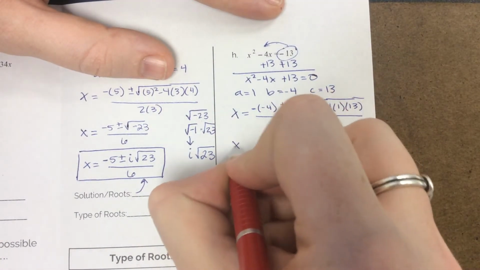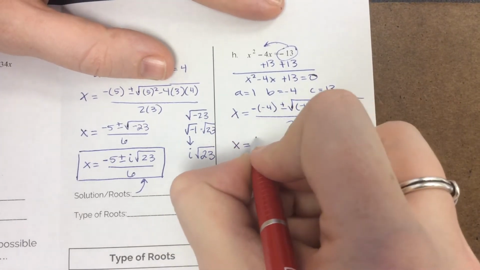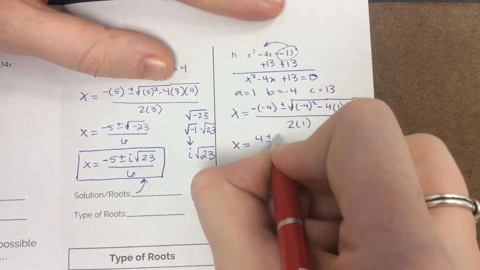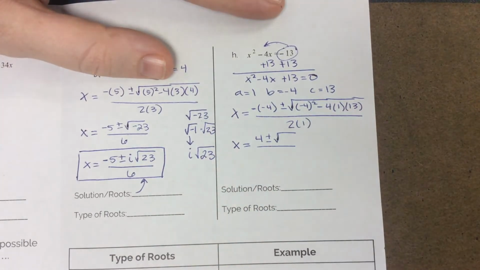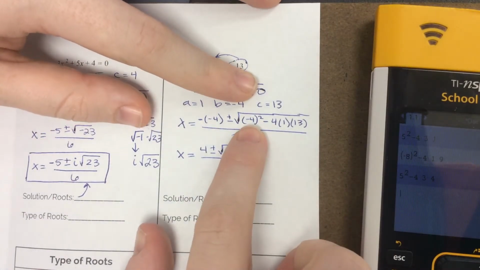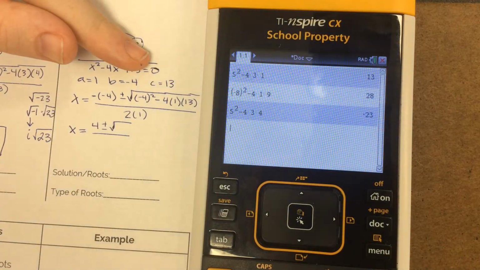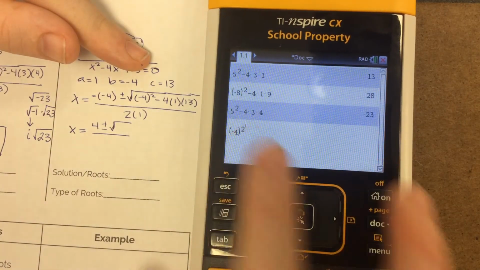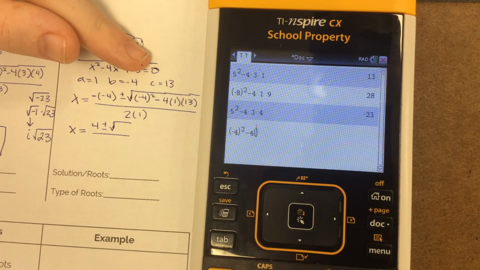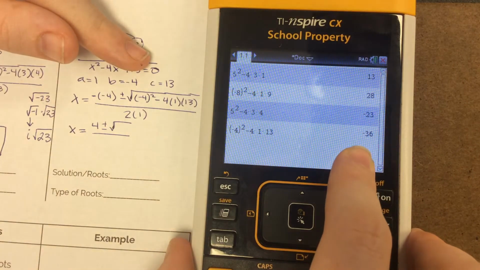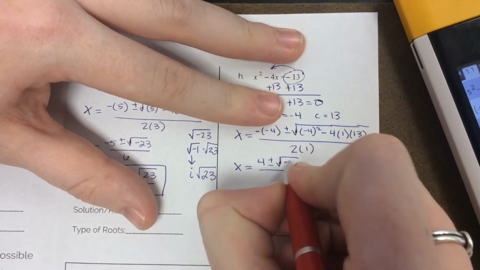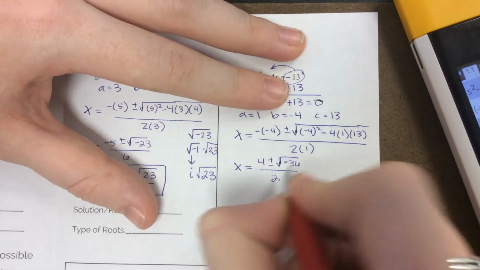From there you simplify it. You have x equals negative negative 4, which is a positive 4, plus or minus the square root of whatever's underneath here. So you have negative 4 squared. Make sure your negative 4 is in the parentheses and the square is on the outside. Minus 4 times 1 times 13. It gives us a negative 36. So I have a negative 36 inside my square root and 2 down below.